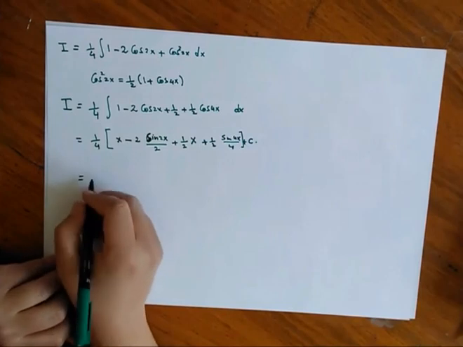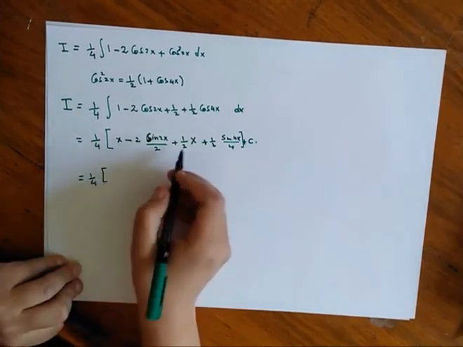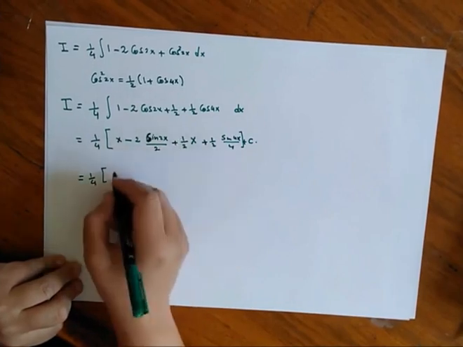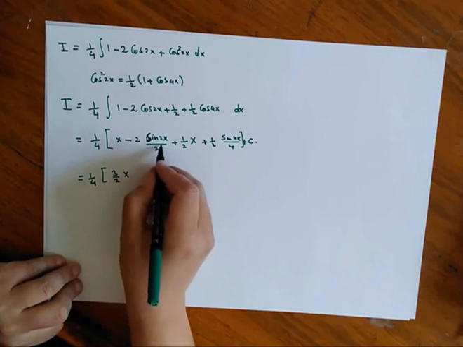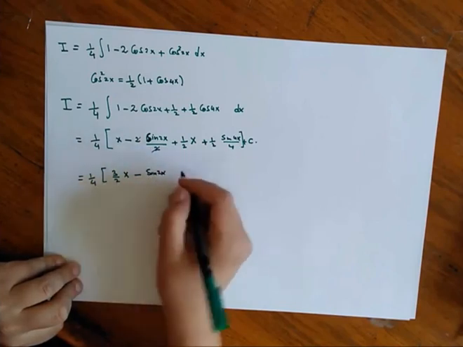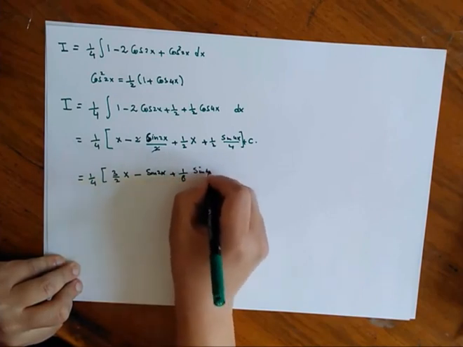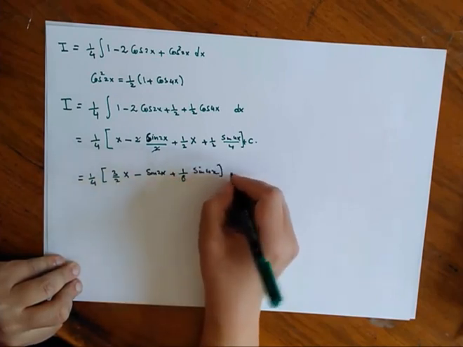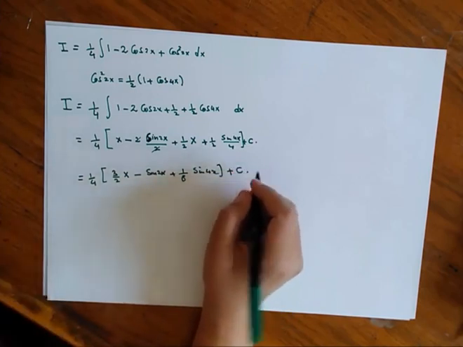Okay, so we'll have 1 over 4, it's simplified, so x and half x is going to be 3 over 2 x minus, and then these two will be cancelled, so it's going to be minus sine 2x plus 1 over 8 sine 4x, all of this plus c. Okay, so let's see another example.